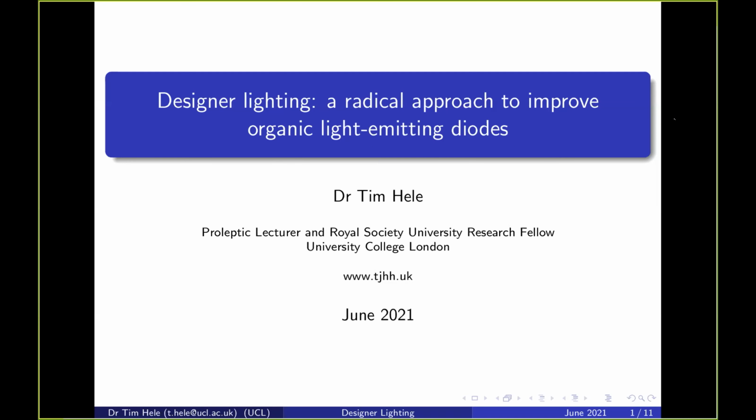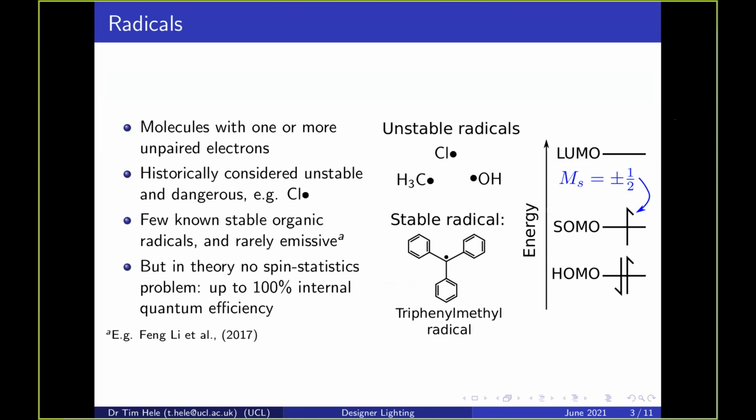So, as Jay Nelson has said, I'm talking about designer lighting, a radical approach to improve organic light-emitting diodes. I'm Dr. Tim Hele, and I'm a proleptic lecturer and Royal Society URF at UCL. So I realize many of you may be from physics backgrounds, and just a brief introduction to radicals. So these are molecules with 1 or more unpaired electrons, and that means that you have a highest occupied molecular orbital, which is full, a singly occupied molecular orbital, which is half full with just 1 electron, and then an empty lowest unoccupied molecular orbital.